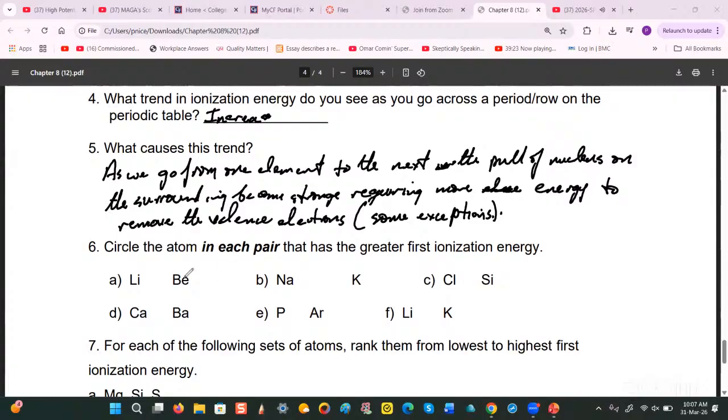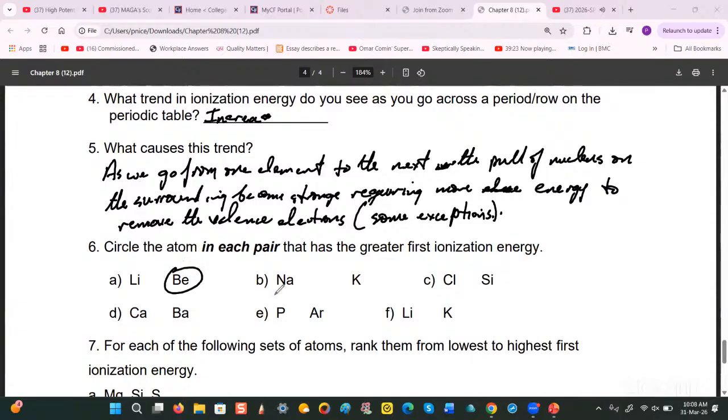Number 6 says circle the atom in each pair that has a greater first ionization energy. Basically, you're going to be looking at the 2 elements in each pair and deciding which one will have the greater first ionization energy. The first pair is lithium and beryllium. Between those 2, which would you expect to have the greater first ionization energy? Beryllium, exactly. So beryllium would be the answer for A.